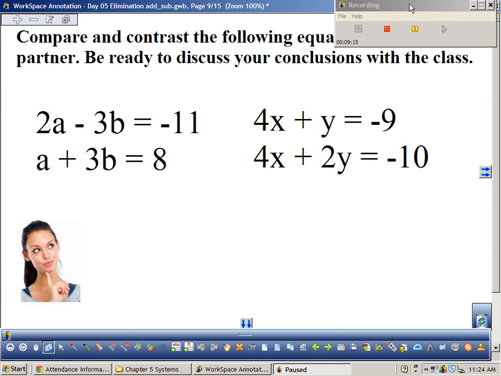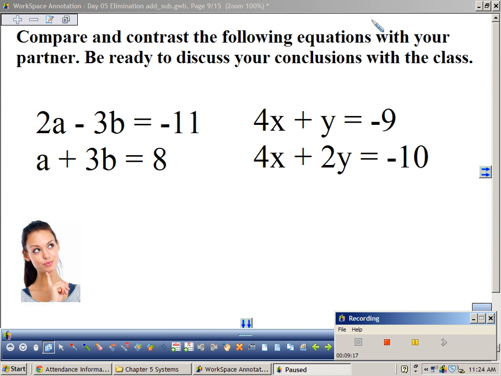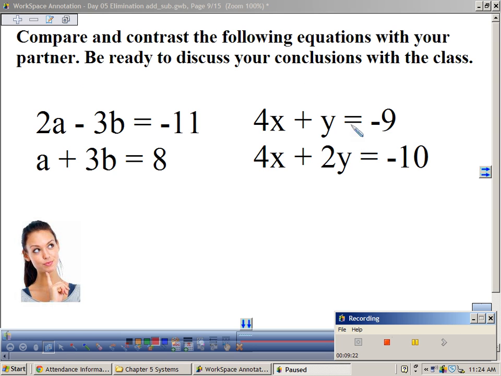Okay, let's look at the next one. Compare and contrast the following equations with your partner. Be ready to discuss your conclusions with the class. So look at these two systems and tell me what they have in common and what they don't have in common. Okay, can I get some volunteers on what these two systems have in common?